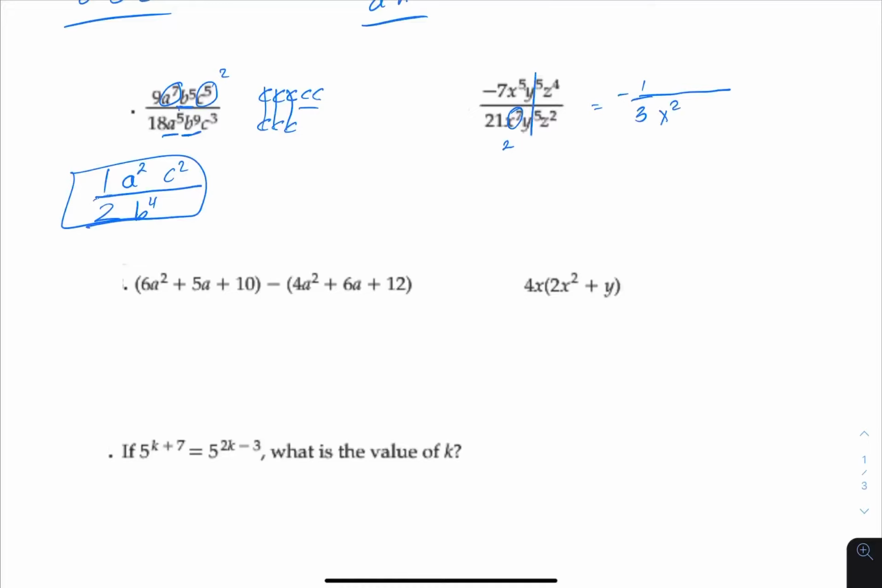On the y's, they're the same. They cancel each other out. And on the z's, the top does by 2. So there we go. If you want to make it a little nicer, you do this. But the same thing.